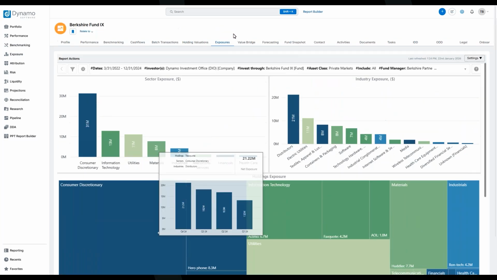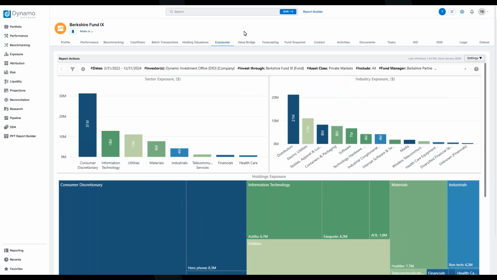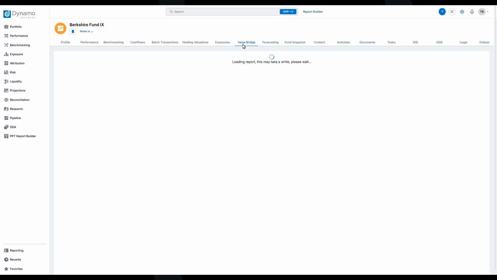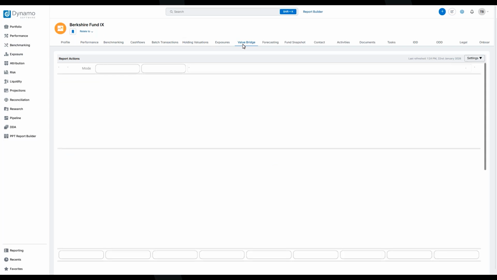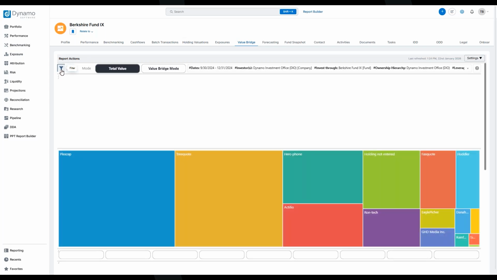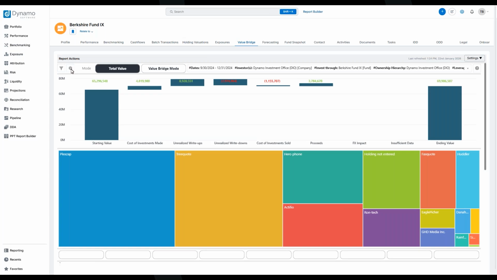Okay. From there, I'm going to click on to the value bridge. The value bridge tells me how I got from the value at the beginning of a period to the value at the end of the period. So this particular chart will show us that. Just like before, the filter allows us to choose what time periods we want to analyze, and how we want it presented.